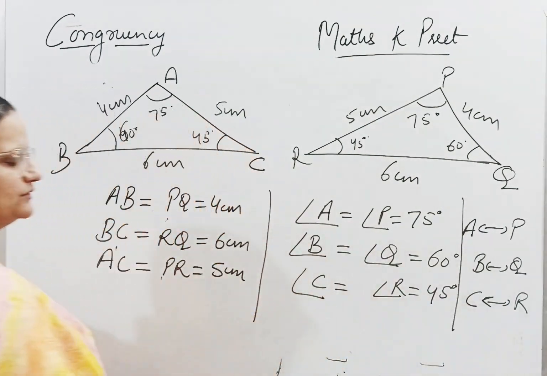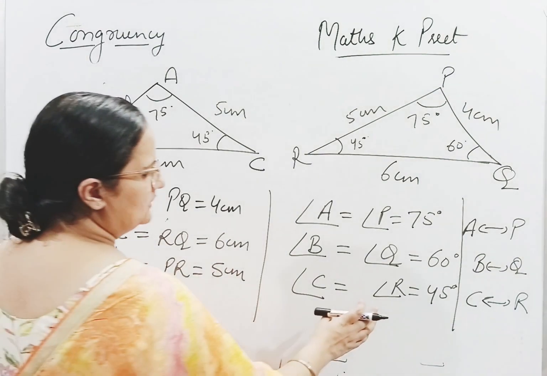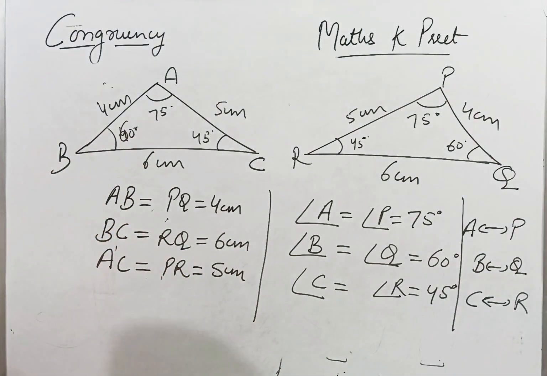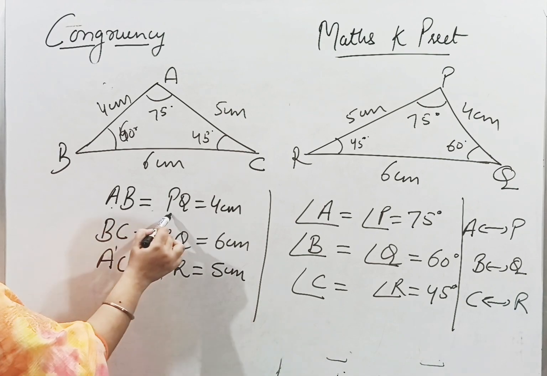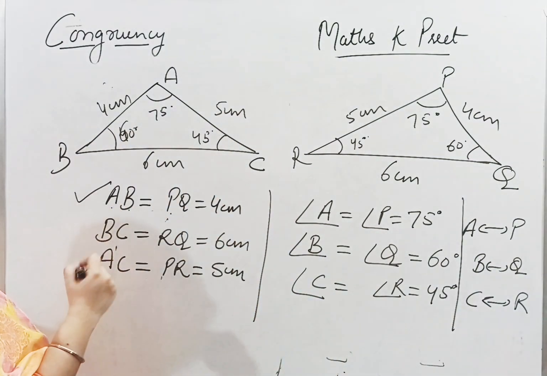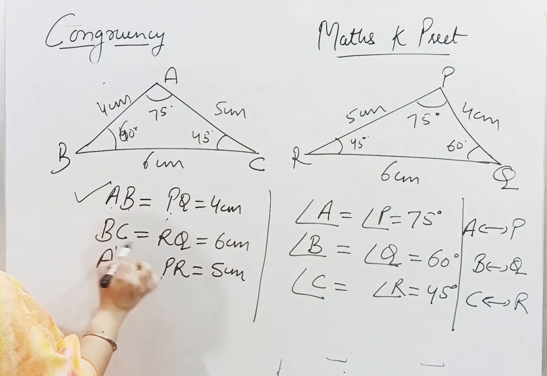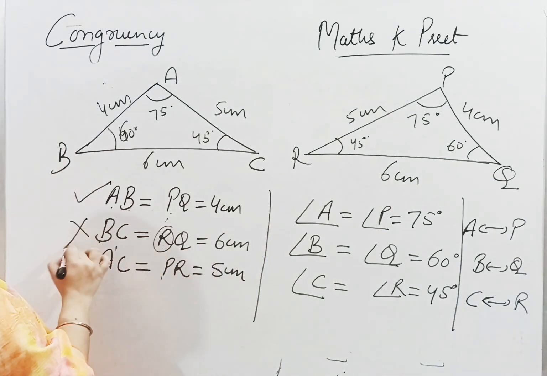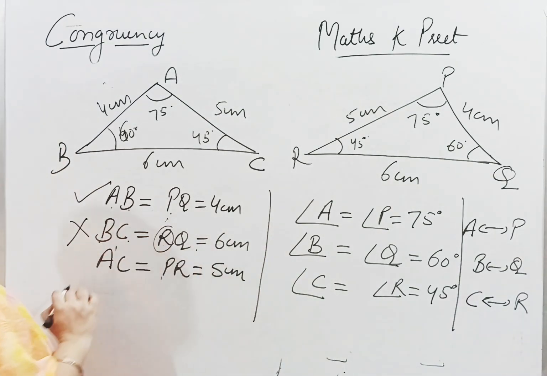Always write the correspondence of vertices from the angles which are equal to each other in both the triangles. Now let's see whether I have written these sides correct or not. So A and P, fine. B to Q, B to Q. So this is correct. Now B is corresponding to Q, but I have written B and R here, so this is incorrect. C to Q, this is again incorrect.